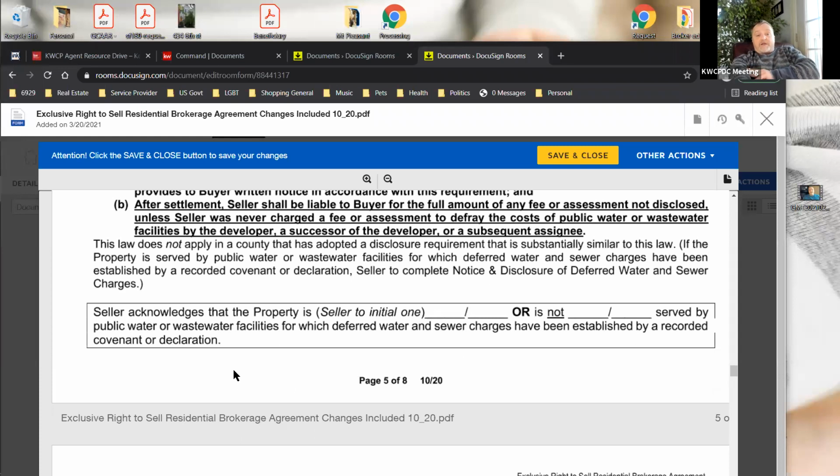So the seller will know if there is any front foot benefit, or they should know. Although one time I sold a property recently and my seller didn't know that there was, but it was already being paid as part of his tax bill. So just by looking at his tax bill, I could see that he was paying it, even though he didn't know that he was paying it.